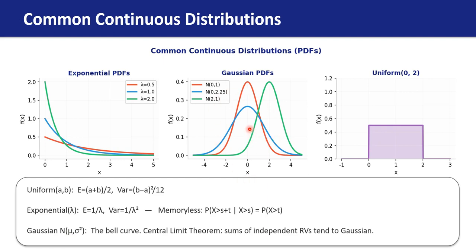f of x equals 1 over the square root of 2 pi sigma squared times e to the minus (x minus mu) squared over 2 sigma squared. The Gaussian is central to the central limit theorem. Sums of many independent random variables tend to look Gaussian. And it appears everywhere in nature and engineering. The third common continuous random variable is exponential with parameter lambda.